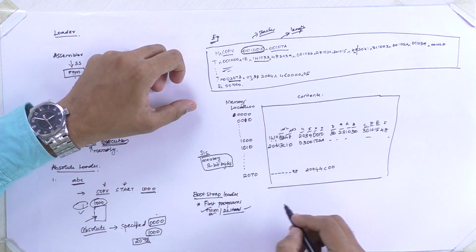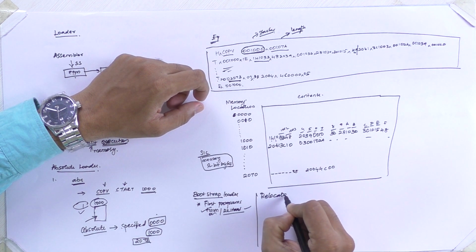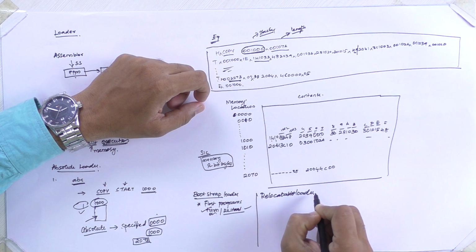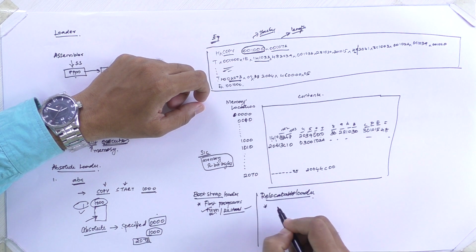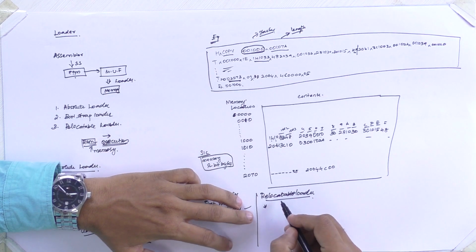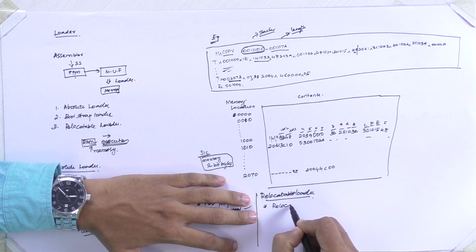So we have seen 2 loaders, and the third one is the Relocatable Loader. So what is a relocatable loader? We have already seen the concept of relocation when we were discussing the machine dependent assembler features. So today again we are going to see the same concept. So we have relocation.